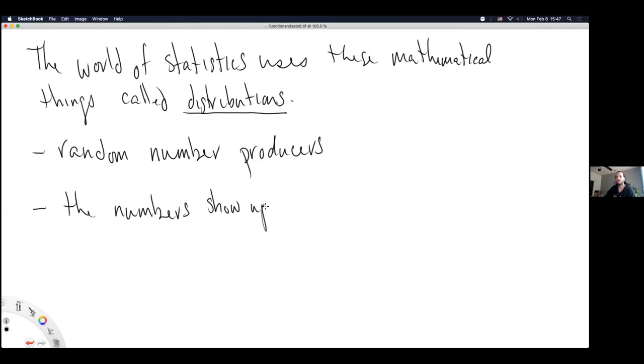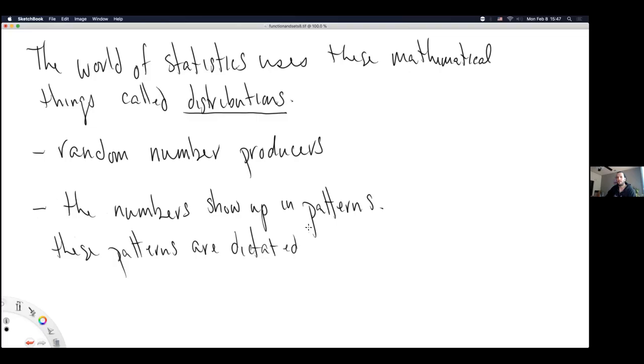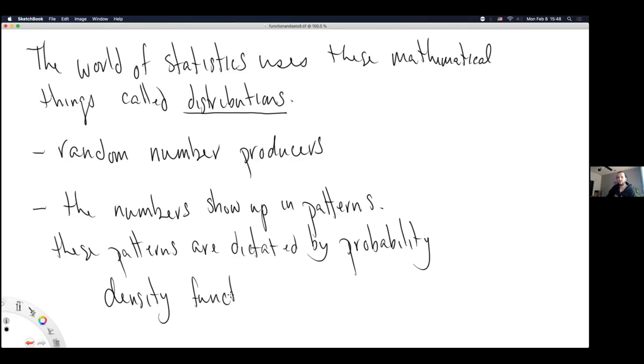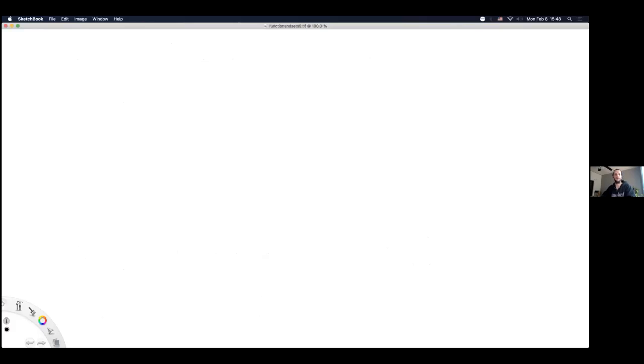Okay, the other piece I want us to think about for this word distributions is that the numbers show up in patterns. These patterns are dictated by probability density functions. Now, this is going to be a key word for us later on, but for now, let's just take a similarly informal go of this. So these functions are going to look something like this. There's an x-axis, there's an f of x-axis, and often we shortcut probability density function to just density.